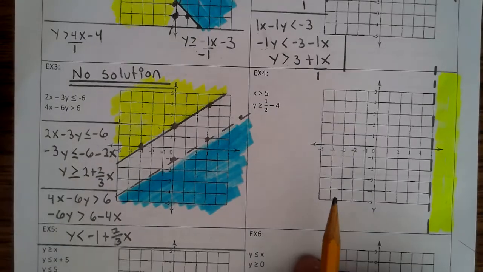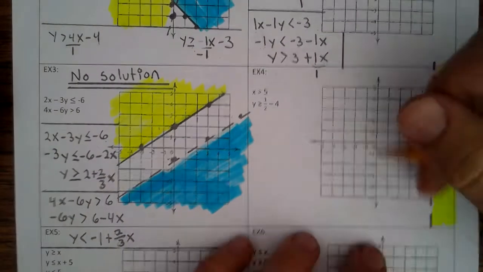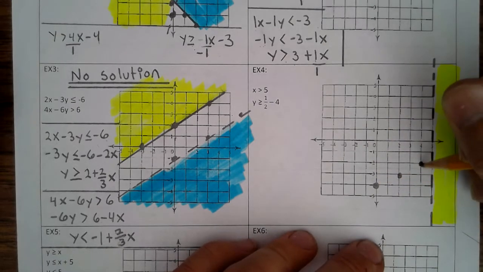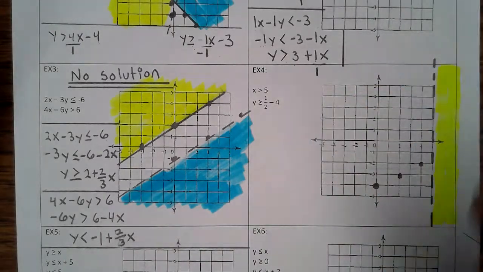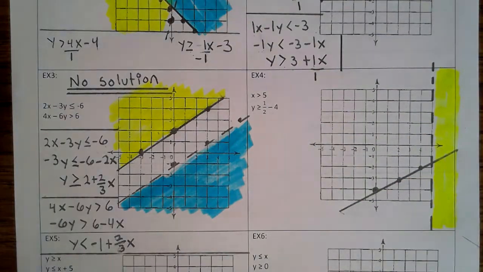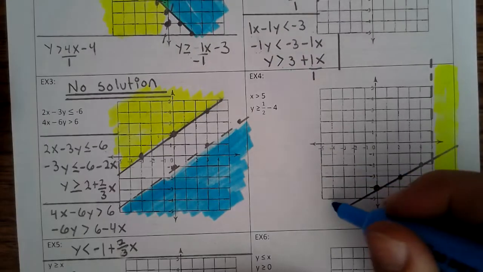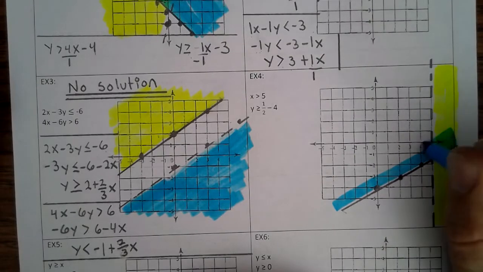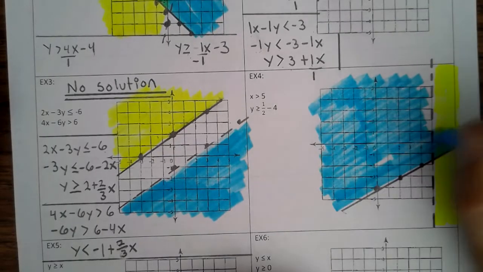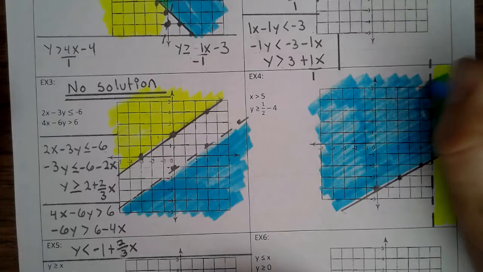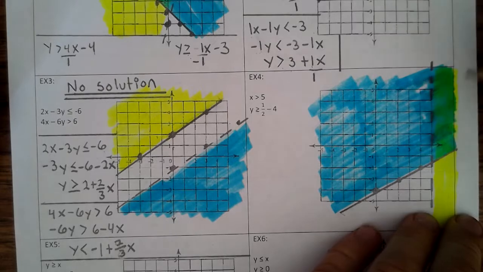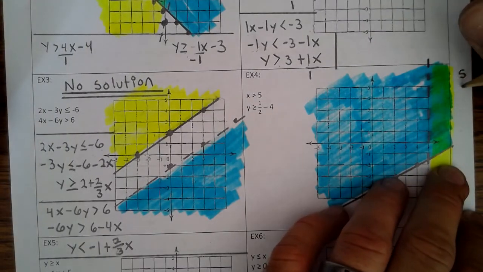Okay. Now for this, we start at negative 4 and we go up 1 to the right 2. Up 1 to the right 2. And then it's a solid line. And then since it's greater than, you shade above. So this area right here, the overlapping region, is the solution.